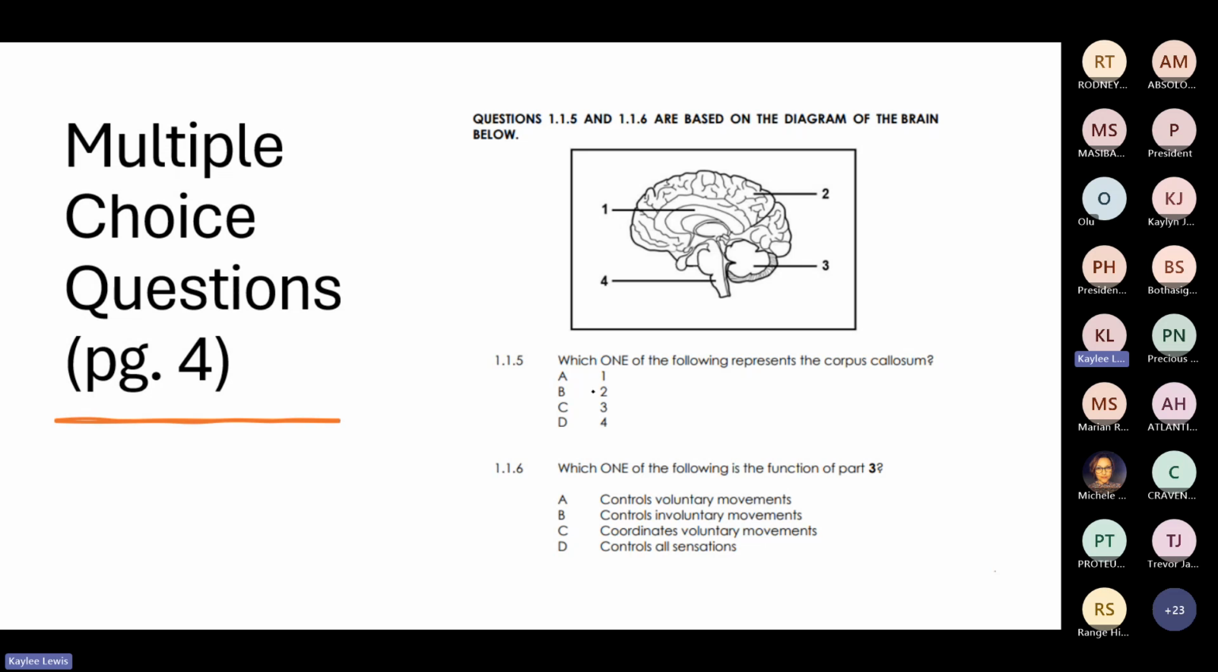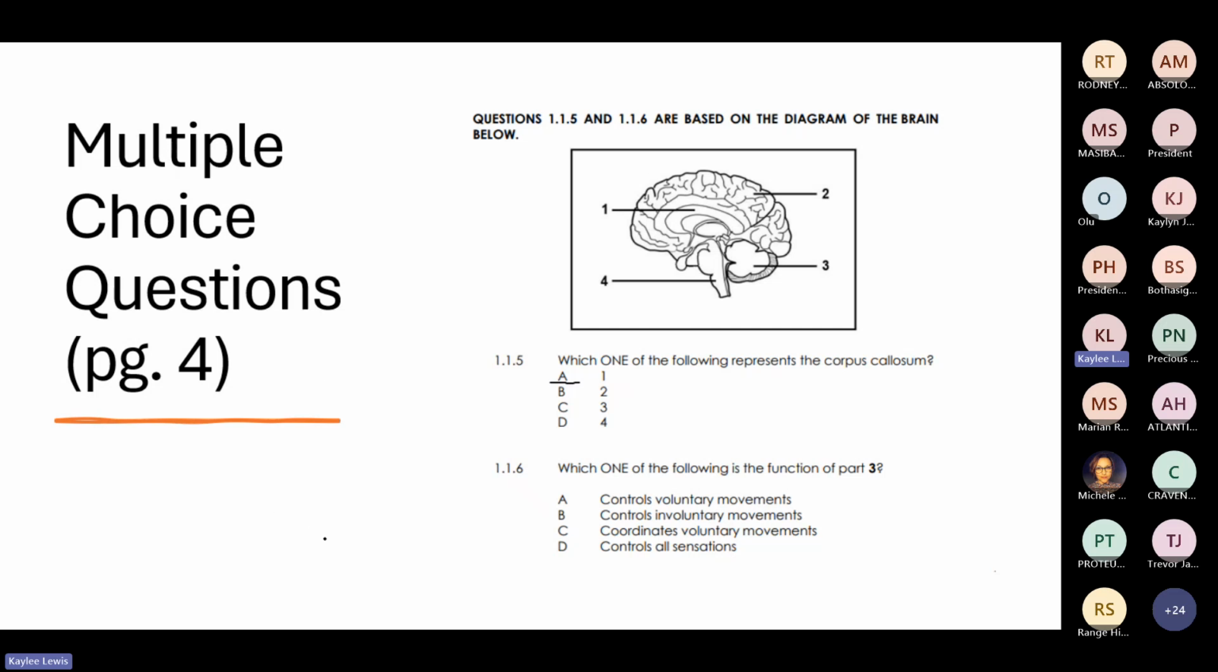So the question says, which one of the following represents the corpus callosum? So you see, because I've already identified it, it makes answering these questions easier. And that would be 1. And the corpus callosum is connecting the left and the right hemisphere. So there's communication between the two hemispheres.